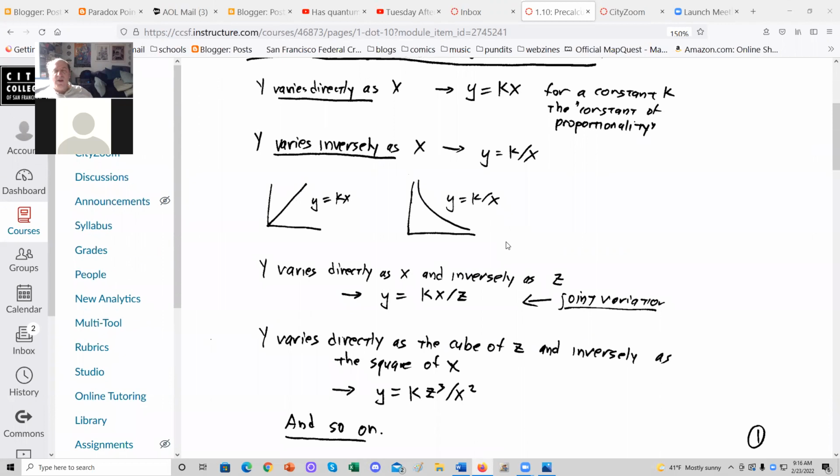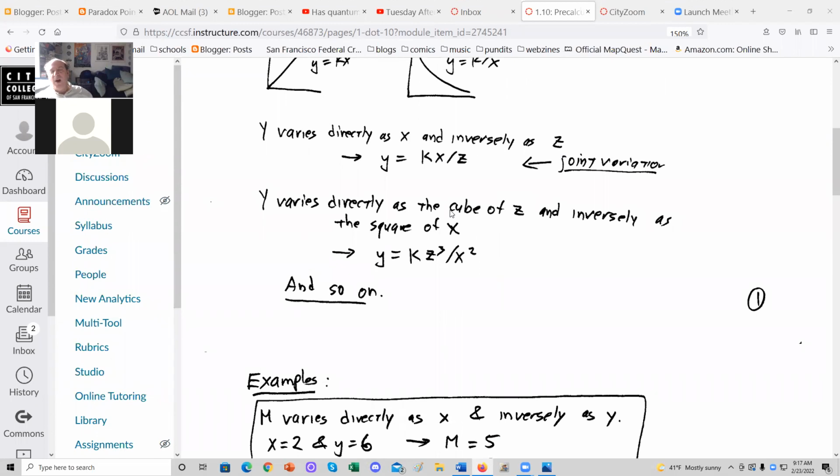Now, a joint variation is when you have both multiplication and division. So, for example, if y varies directly as x and inversely as z, then y equals some constant k times x divided by z. X in the numerator because it varies directly, z in the denominator because it varies inversely.